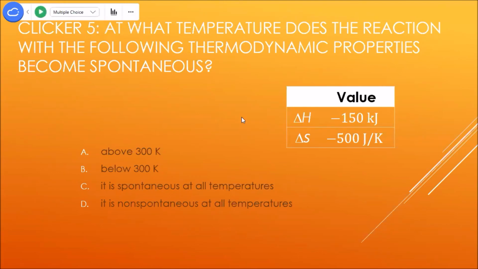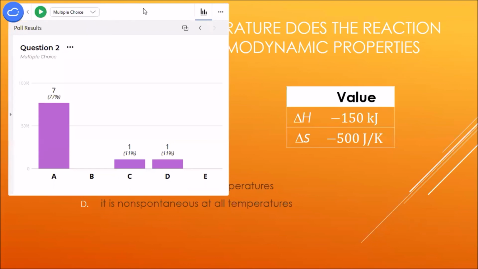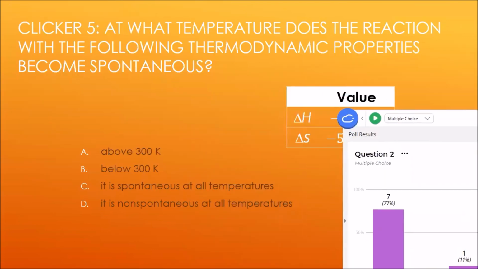Okay. So, to become spontaneous, to become negative, you have to have delta H being bigger than the T delta S. So, minus a negative means adding a positive. So, correct answer? Really?